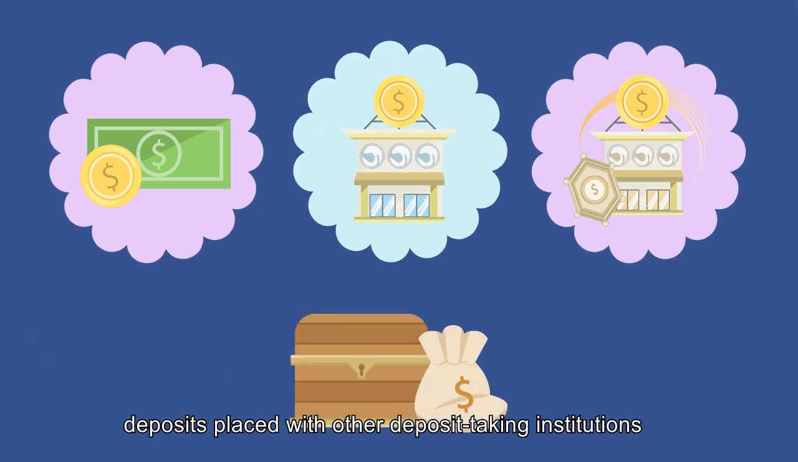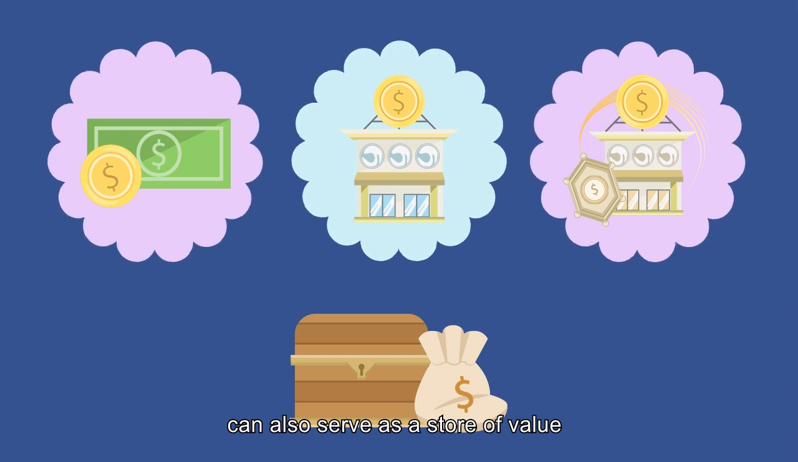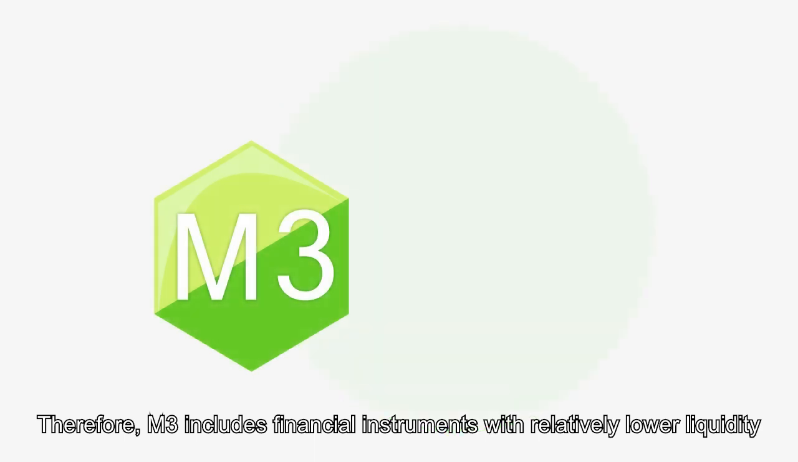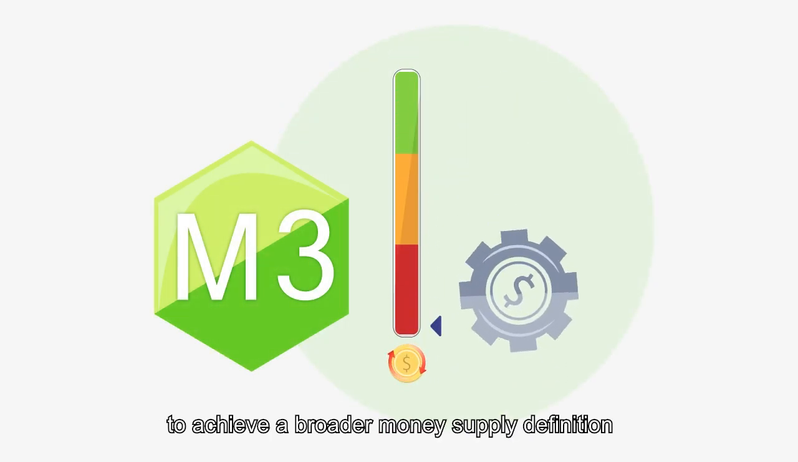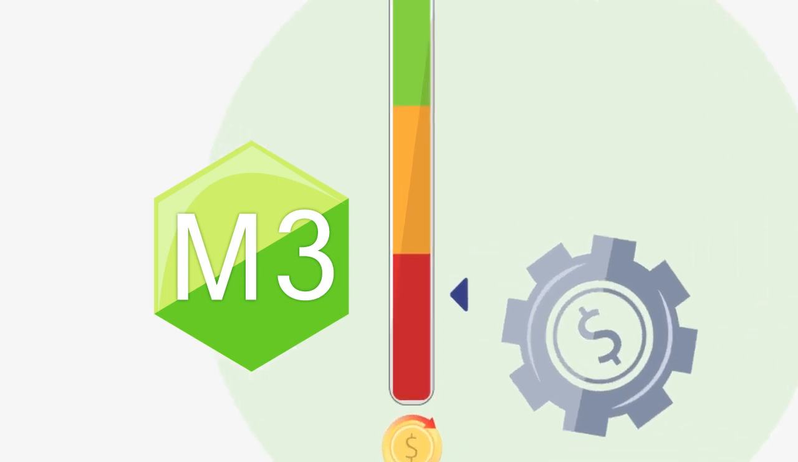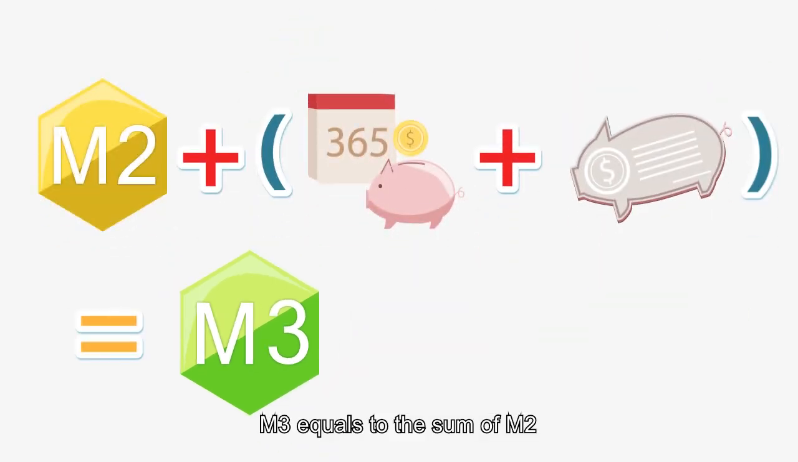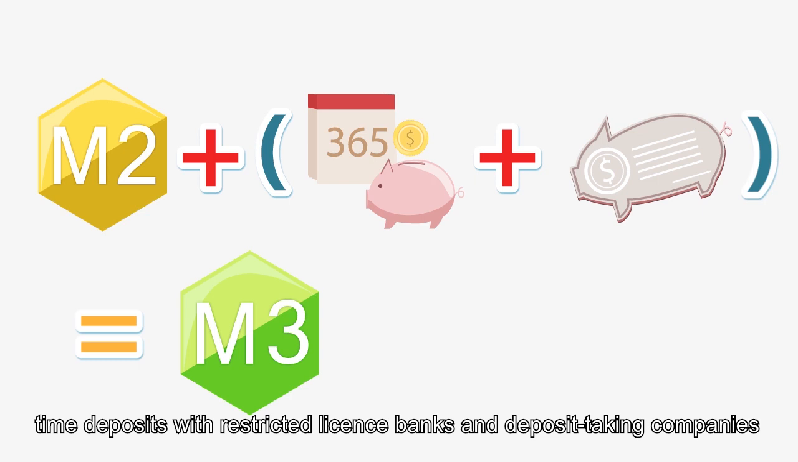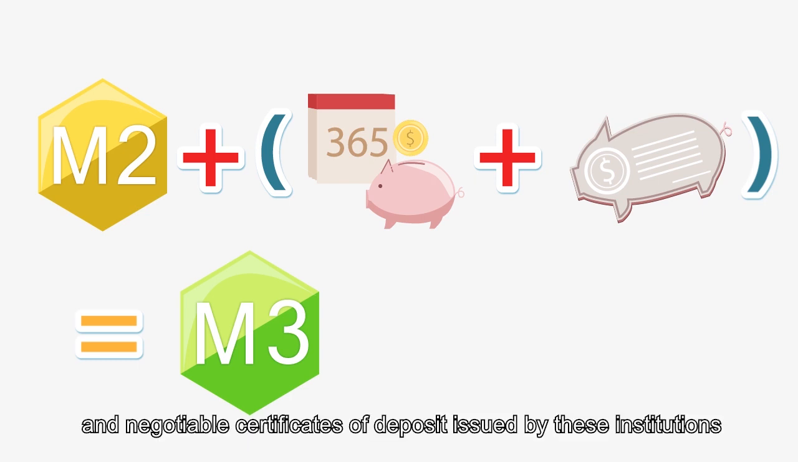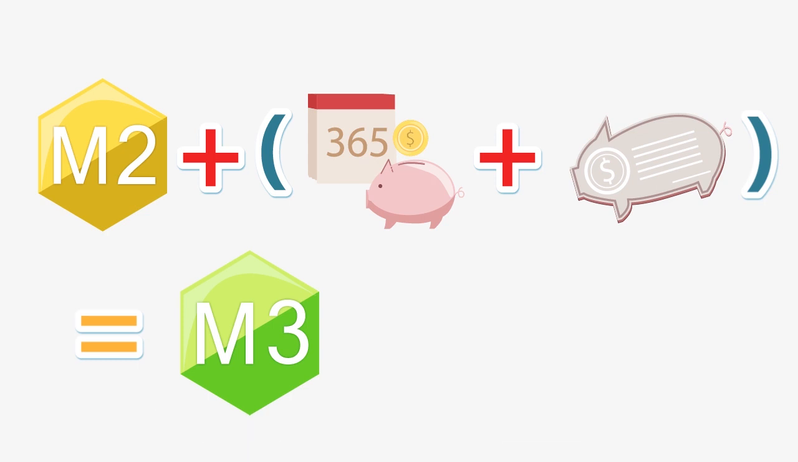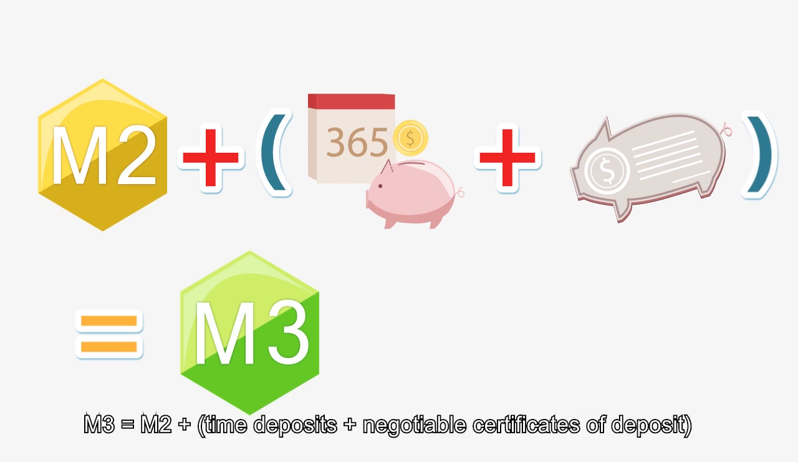In addition to cash and deposits placed with licensed banks, deposits placed with other deposit-taking institutions can also serve as a store of value. Therefore, M3 includes financial instruments with relatively lower liquidity to achieve a broader money supply definition. M3 equals the sum of M2, time deposits with restricted licensed banks and deposit-taking companies, and negotiable certificates of deposit issued by these institutions. M3 equals M2 plus time deposits plus negotiable certificates of deposit.